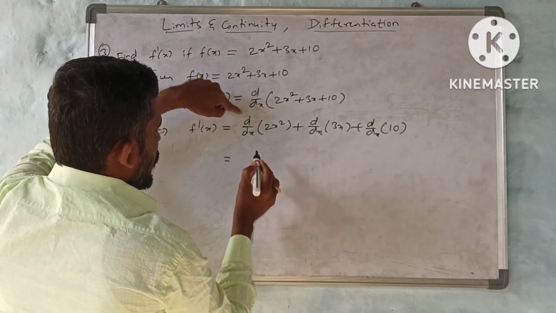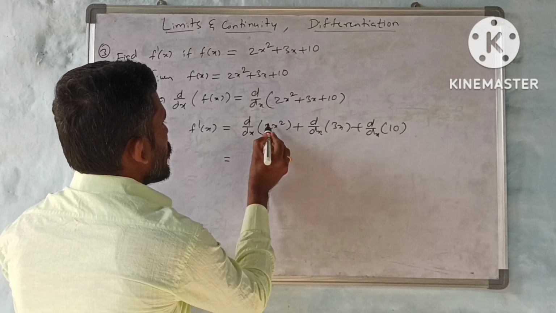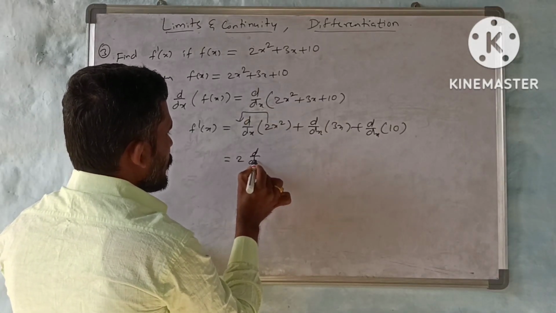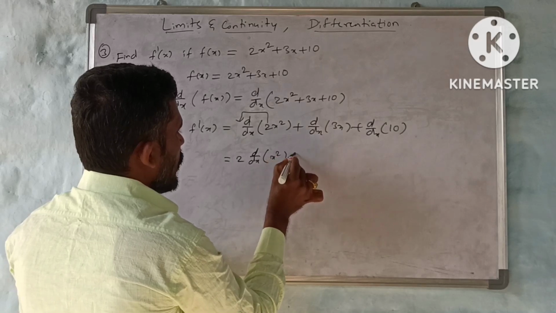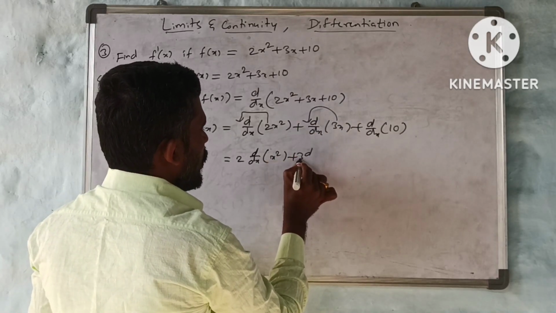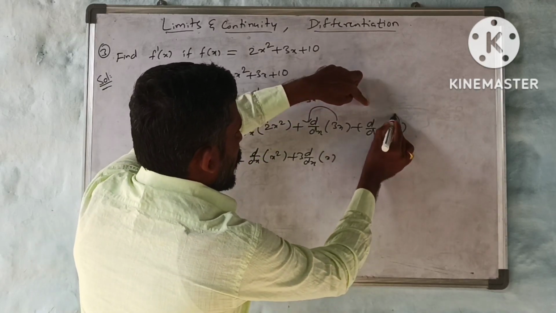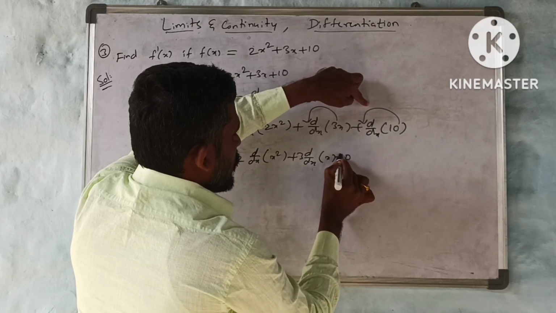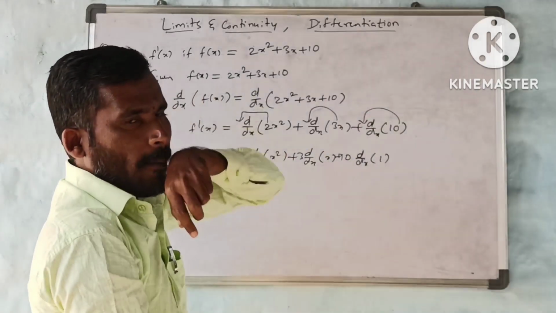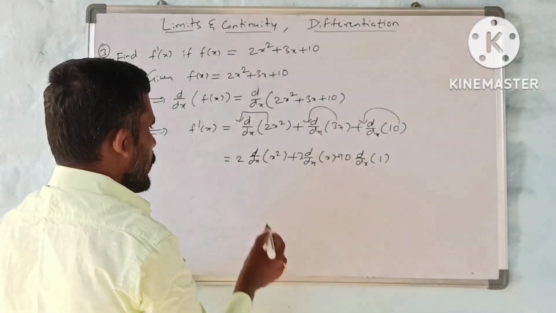The remaining is differentiating only the x terms. So 2 is a constant, so I am taking it outside of the differentiation. The remaining is the derivative of x square, and 3 also I am taking outside. Then the derivative of x, and 10 also I am taking outside as a constant. So the derivative of the remaining is only 1. The derivative of the constant 10 is also 0, we will get here.